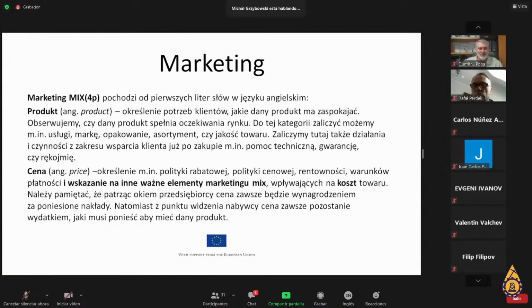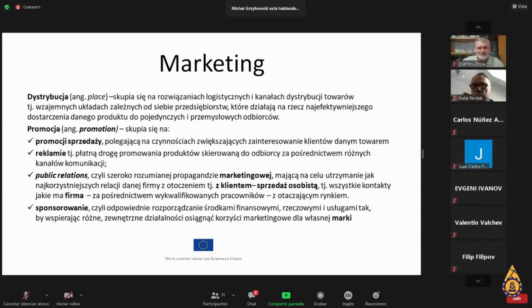So you need to find the balance between the price level and you need to find out why your price may not be attractive on the market. Distribution is another element of the marketing mix.